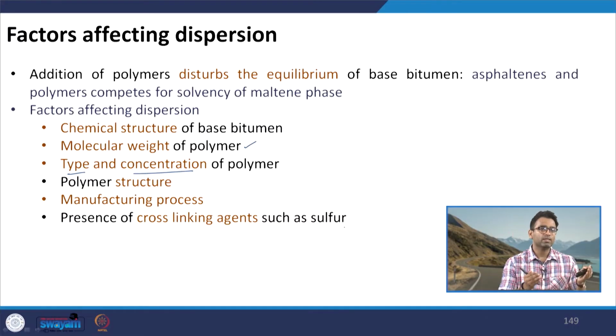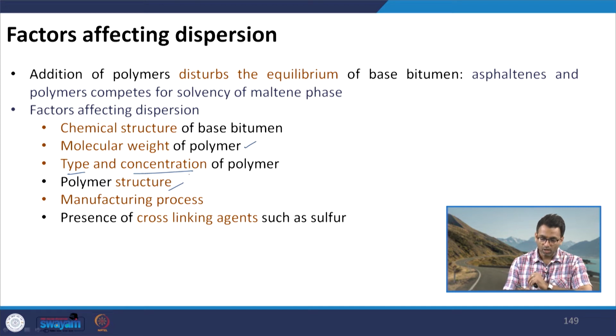Of course, the type and concentration of polymer: how much polymer are we going to add? Let us say we talk about elastomers or plastomers, typically we cannot go more than 10%, but of course, studies have been done using compatibilizers where people try to add high dosages of polymers and still they are able to keep the polymeric system, or the modified bitumen, stable in nature. As I mentioned, the same polymer having different structures will have different dispersion characteristics in the base bitumen.